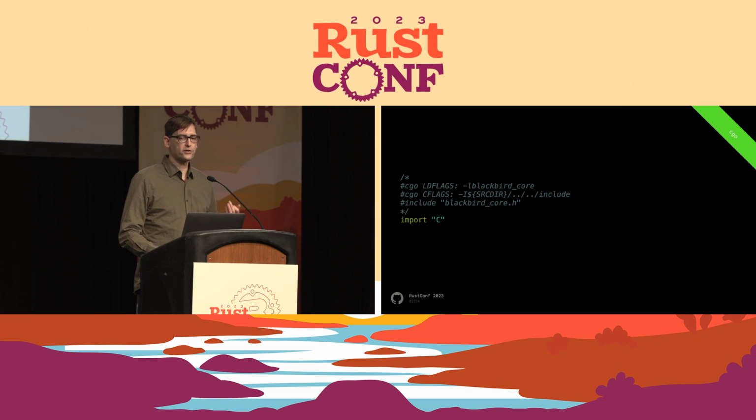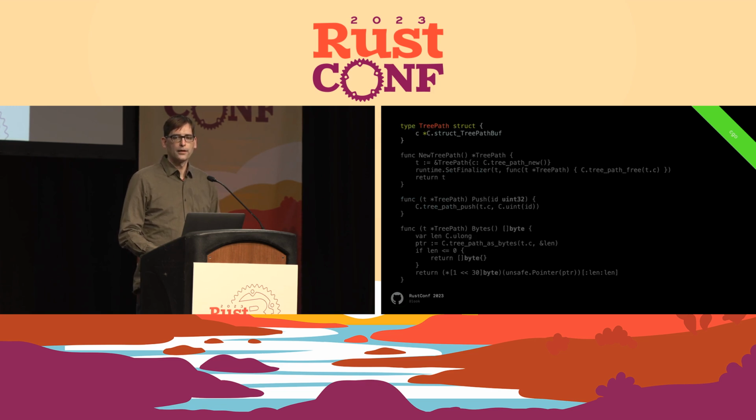On the Go side of things, first thing we need to do is tell cgo where to find this shared library. So we just have some compiler directives here, and then we import C, and that unlocks the ability to use cgo. The Go code itself, we also have a tree path struct that mirrors the Rust one, but what it has is a pointer to the Rust struct. And that is lowercase, which in Go means that it's unexported. And so that means that nothing else in the program can access this except for the methods on this struct.